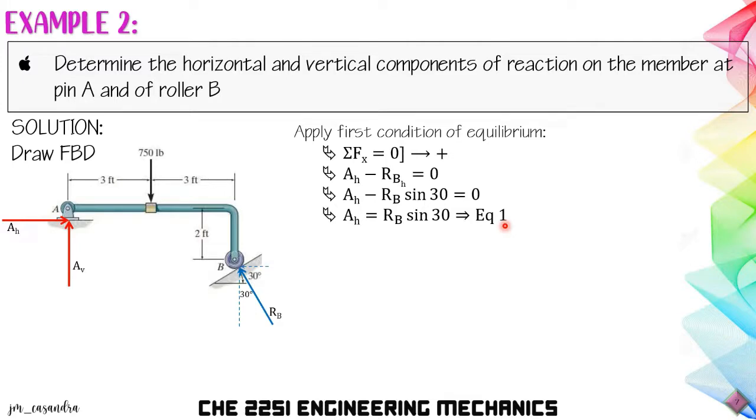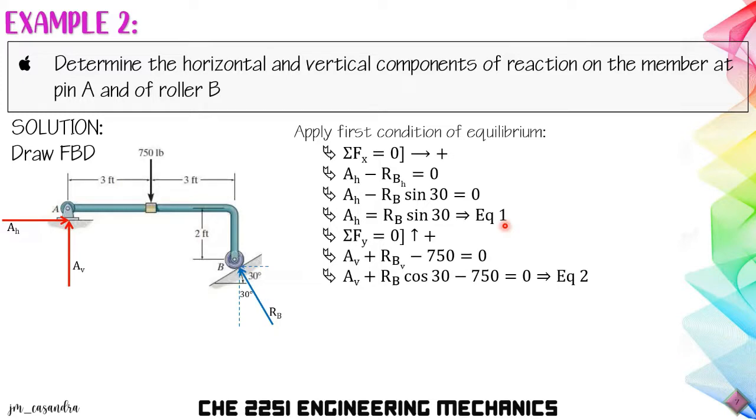So for the second equation, we will take this from summation of forces along the vertical equal to 0, upwards positive. So we will have A vertical plus RB vertical minus 750 equal to 0. So expanding RBV from the diagram, it's now AV plus RB cosine of 30 minus 750 equal to 0. And this one now becomes our second equation. So we have now a third unknown.